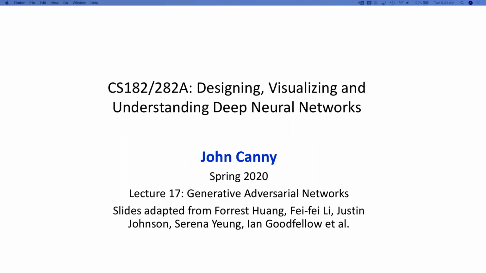So today we're going to get into generative adversarial networks. As most of you know, this is a very powerful method for generating synthetic images, synthetic text, a variety of media. And it takes a different approach from what we talked about last time.